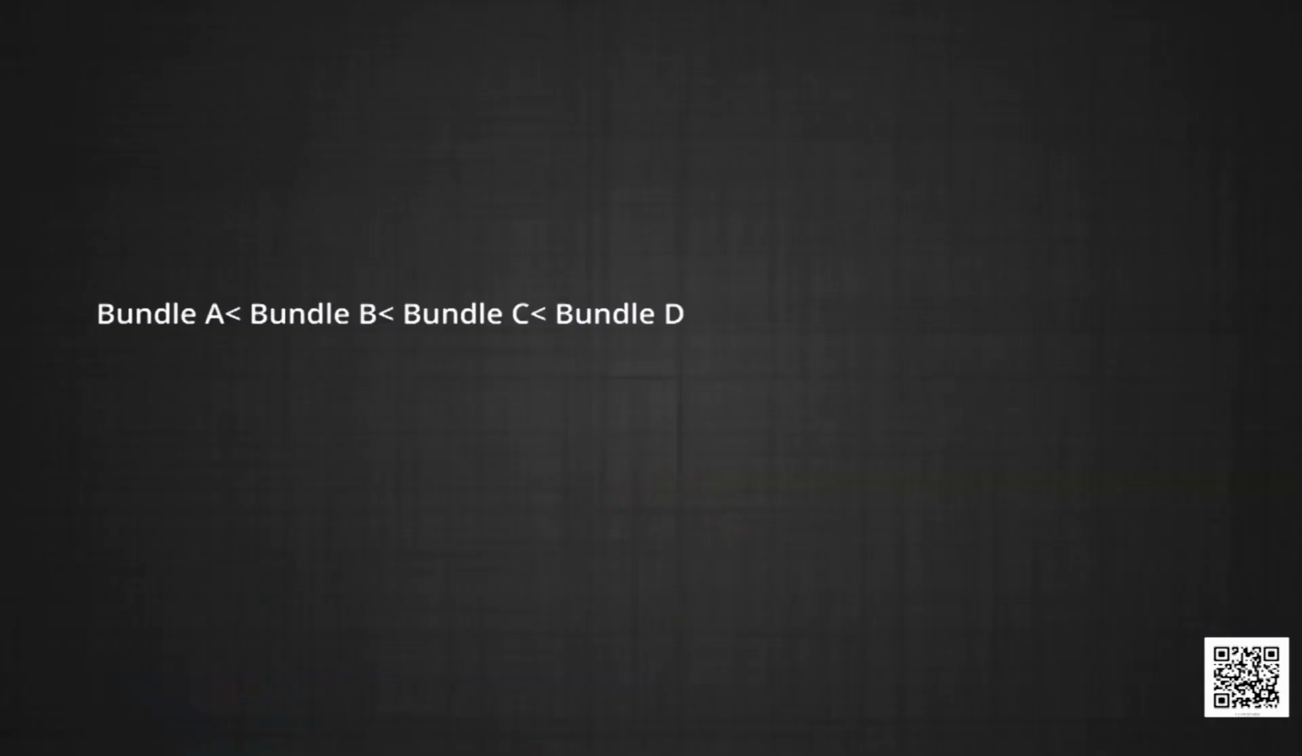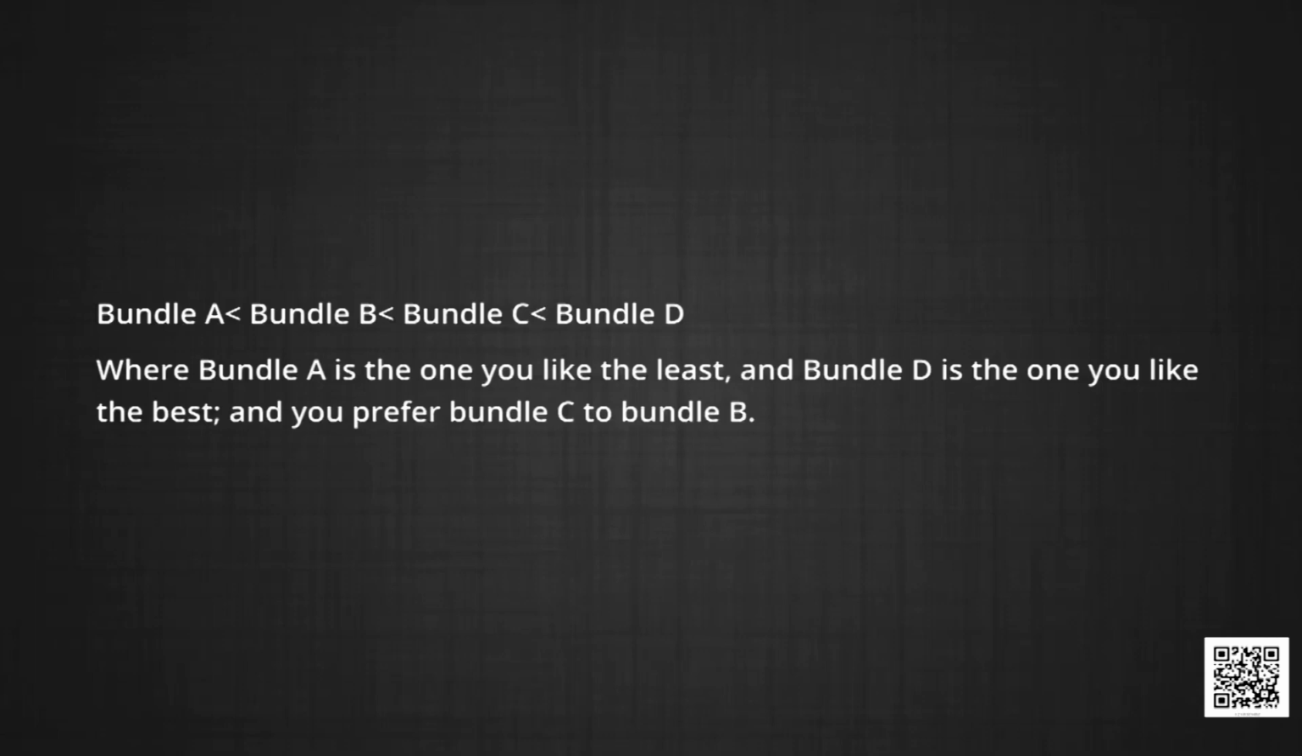On the other hand, you may draw up the following ranking in increasing order of preferences. Bundle A is the worst, bundle B is better, followed by bundle C and then bundle D. In other words, you also like bundle A the least and bundle D the best. However, you prefer bundle C to bundle B.